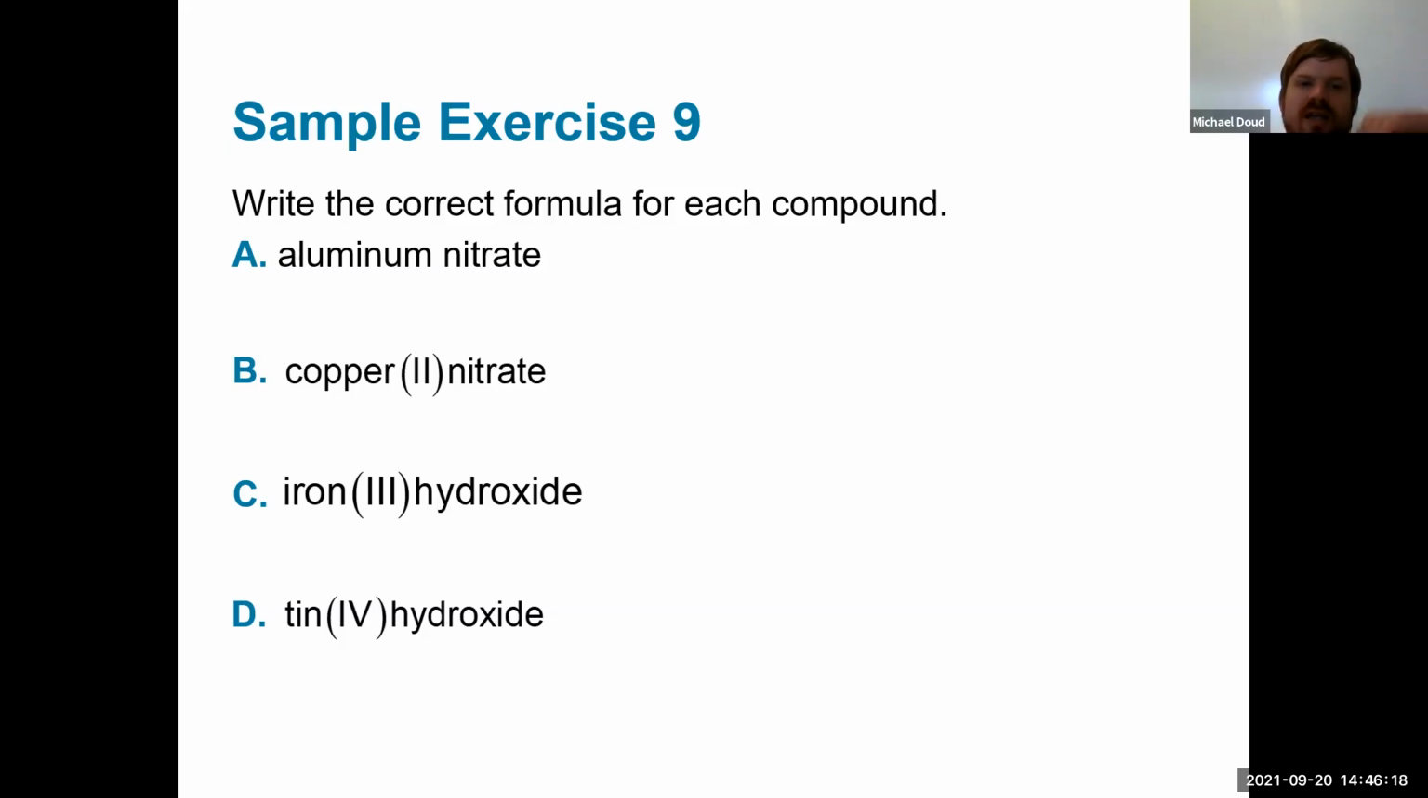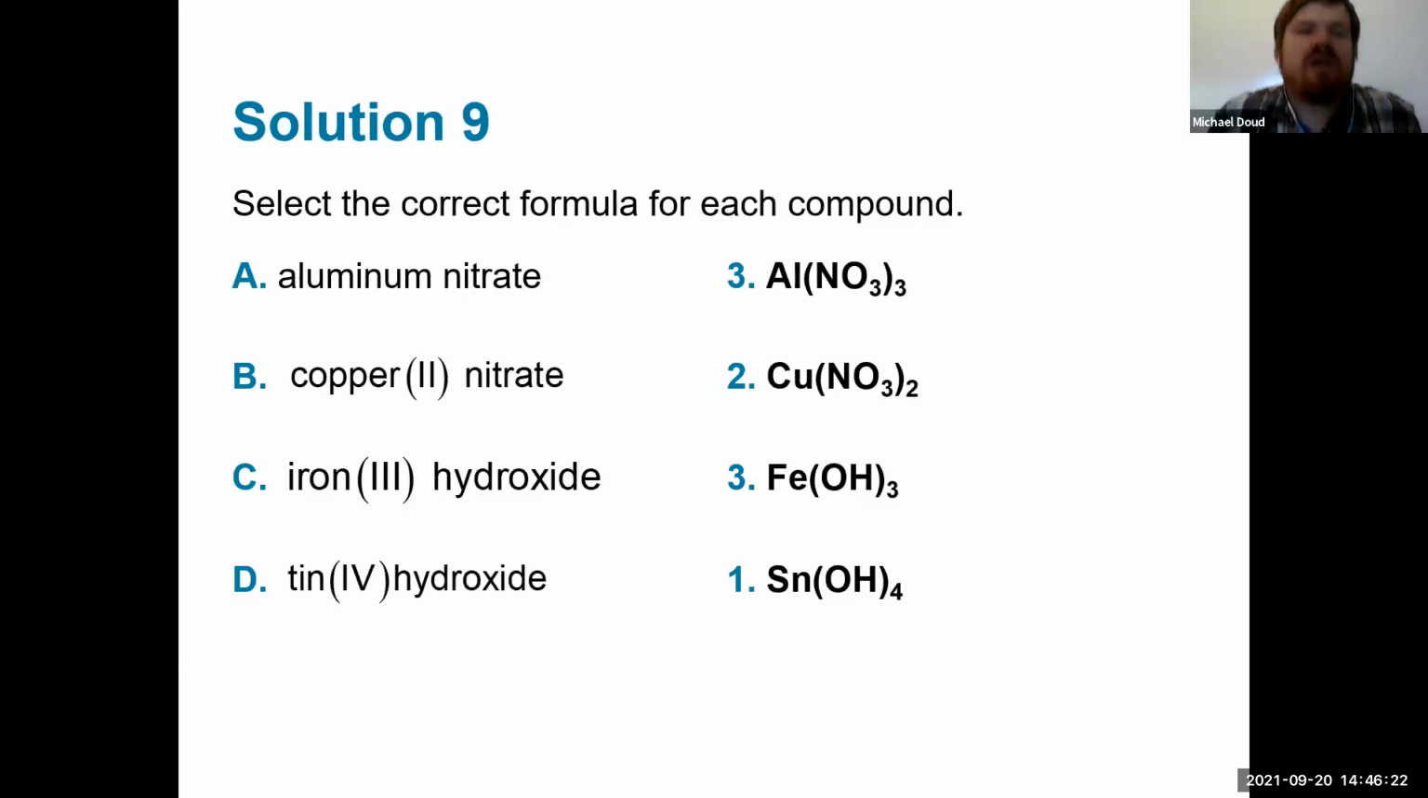Okay, I'll assume that you're back now. Let's go ahead and take a look. So hopefully you got the correct answer here. Aluminum nitrate, aluminum has a +3 charge. Nitrate has a -1 charge, so you need 3 of the nitrates for every 1 aluminum. Copper(II) nitrate, nitrate's the same, so NO3-. Copper has a +2 charge, so you need 2 of the nitrates for every 1 copper(II).